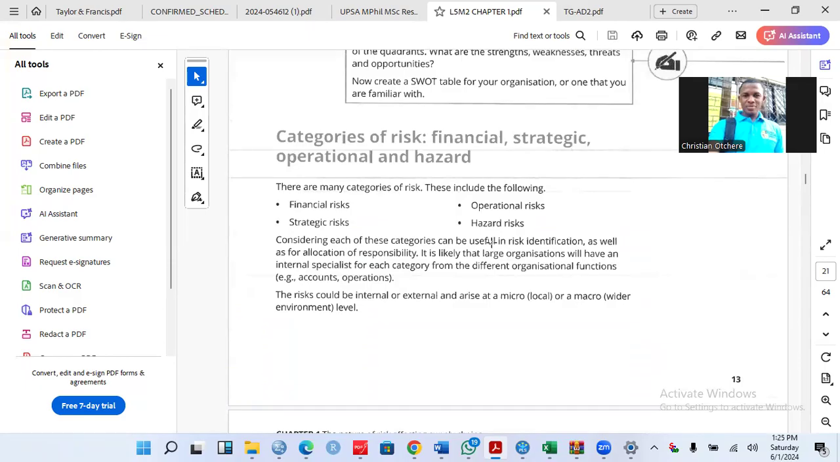So if your operational aspect cannot function properly due to the lack of something, it means you are not able to produce, you cannot even meet production schedule because operations are not running properly.